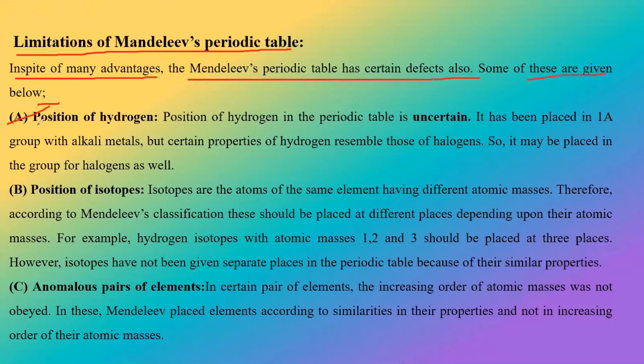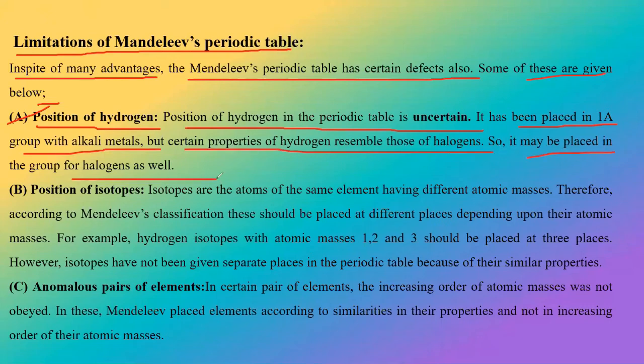Number one is the position of hydrogen. The position of hydrogen in the periodic table is uncertain. It has been placed in group 1A with alkali metals, but certain properties resemble those of halogens, so it may be placed in the group of halogens as well. See, this fallacy is present in the modern periodic table also, that hydrogen is a unique element and it follows the properties of both the alkali metals as well as the halogens. So where should it be placed, with the alkali metals or with the halogens? There is a big dilemma regarding this.